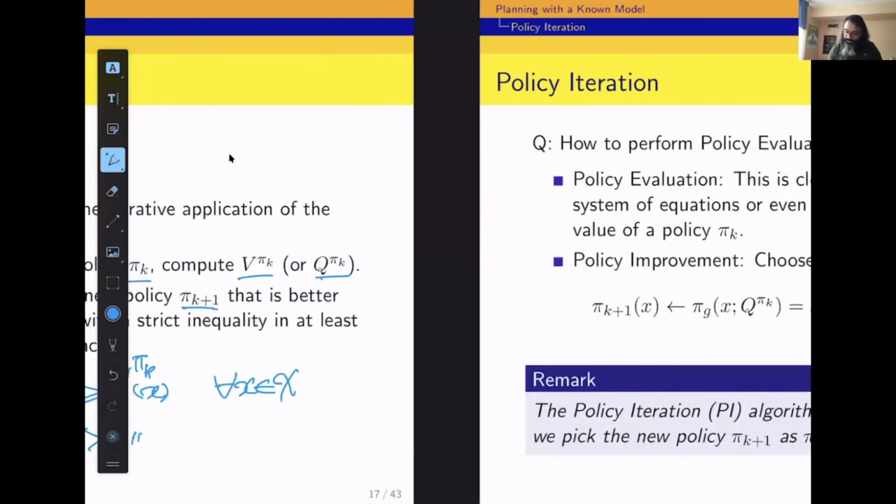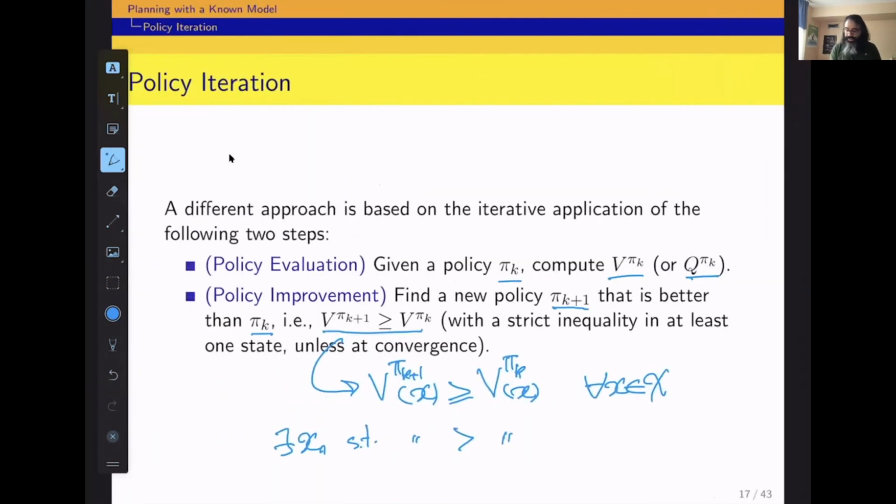Okay, so let's think about how we can do these steps. We do these things and then we repeat this process. So this is only one iteration of it. Policy evaluation: how can we do policy evaluation? We have already seen it.